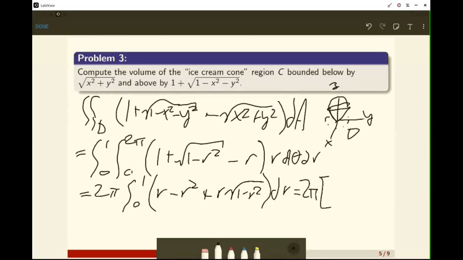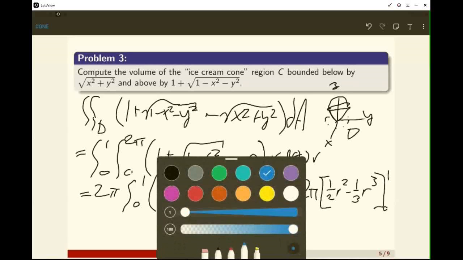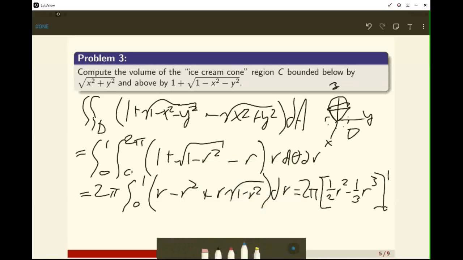And so the first two terms are very easy to anti-differentiate. They're going to get a 1/2 r squared minus a 1/3 r cubed from 0 to 1. And then for this last term, we can use this substitution. u is 1 minus r squared, which would give us that du is minus 2r dr.